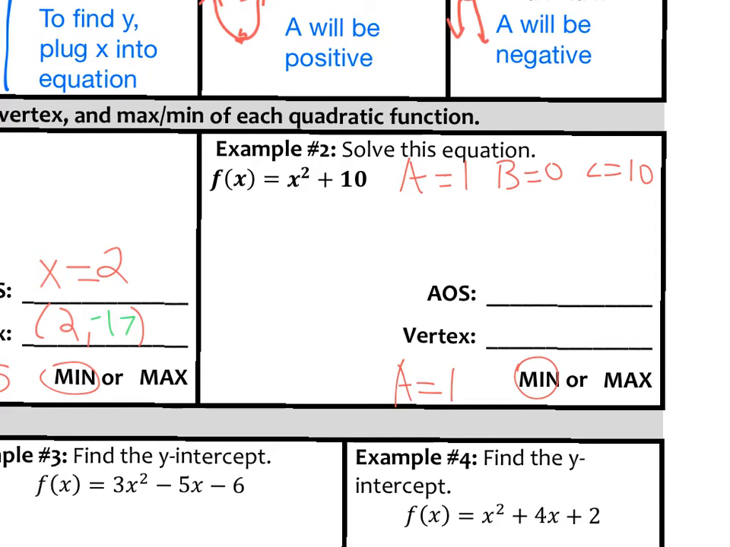Okay, so plugging it into our formula, I have the opposite of 0, which you can't do, so it's just 0 over 2 times 1. So that just equals 0. Again, we found the axis of symmetry and the first number of our coordinate. I'm going to plug that into my original equation.